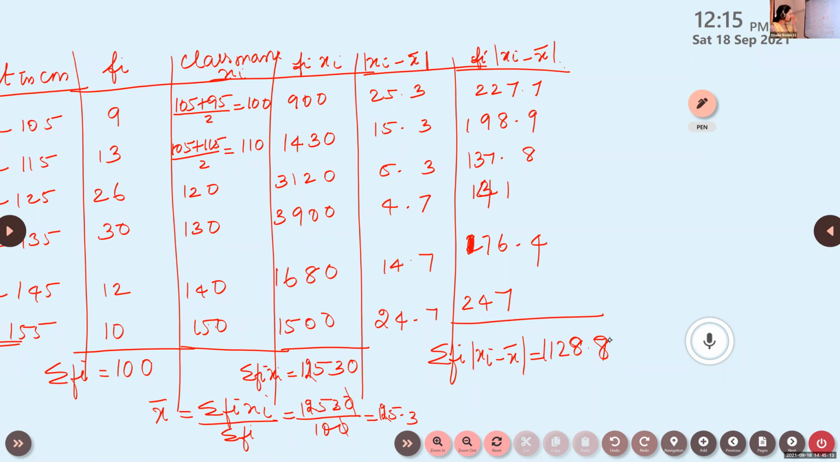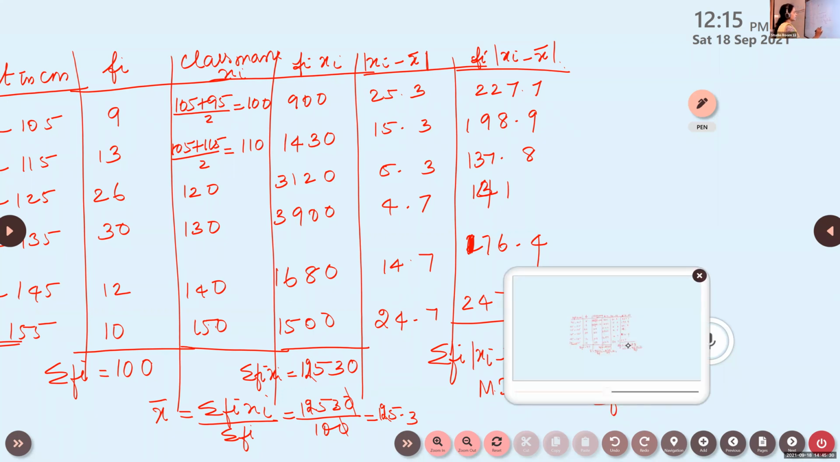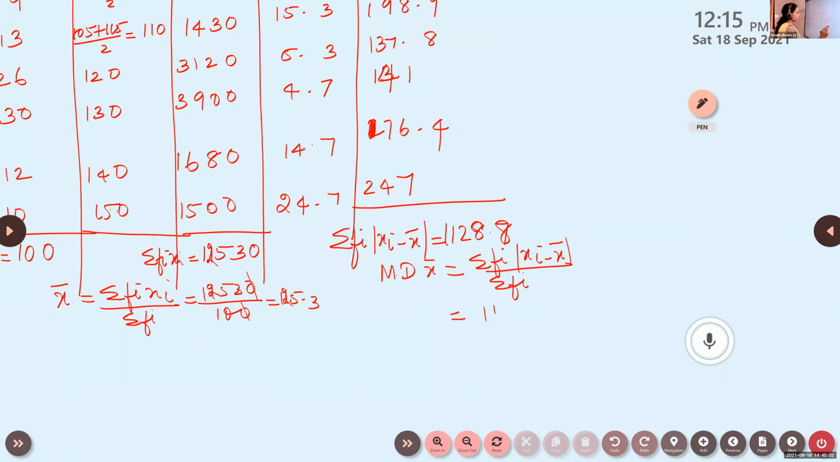So once you find this, then find out what is mean deviation about the mean. So mean deviation about the mean is equal to, what is the formula? Sigma fi into modulus of xi minus x bar by sigma fi. So that is equivalent to 1128.8 by 100. So answer is 11.288.